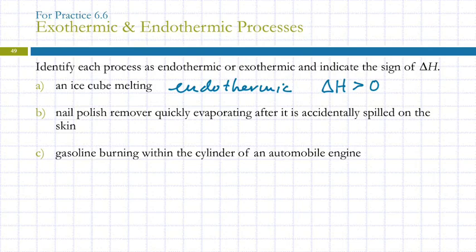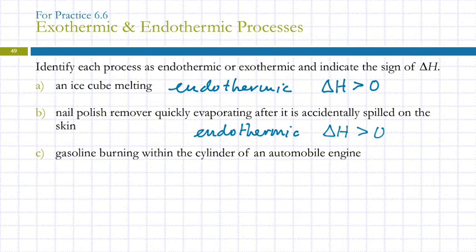What makes this tricky is it really depends on how you define system and surroundings, right? If you're describing your skin as the system, your skin is losing heat, so that would be exothermic. But we're talking about the nail polish remover. It's evaporating, it's taking the heat. So this is also endothermic. And the sign for delta H will be positive because all endothermic processes have positive delta H.